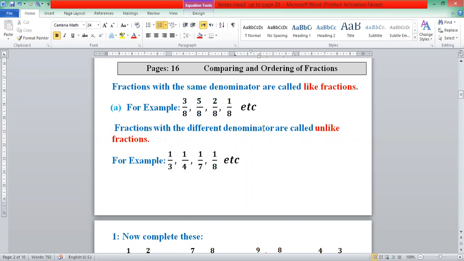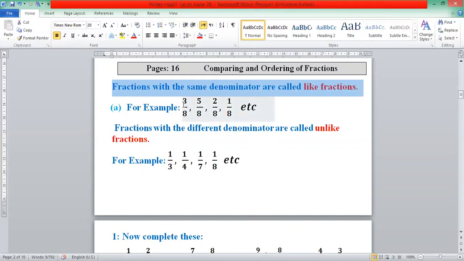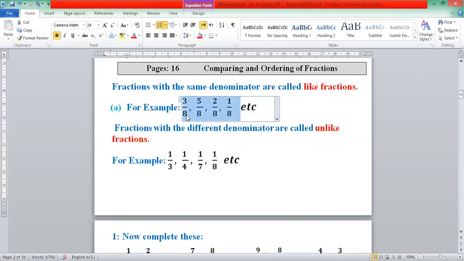From like fractions. First, we must know what are like fractions and unlike fractions. Fractions with the same denominator are called like fractions. For example, 3 over 8, 5 over 8, 2 over 8, 1 over 8. In this set of fractions, the denominator is common, 8, 8, 8, 8. But numerators are different. So these are called like fractions.